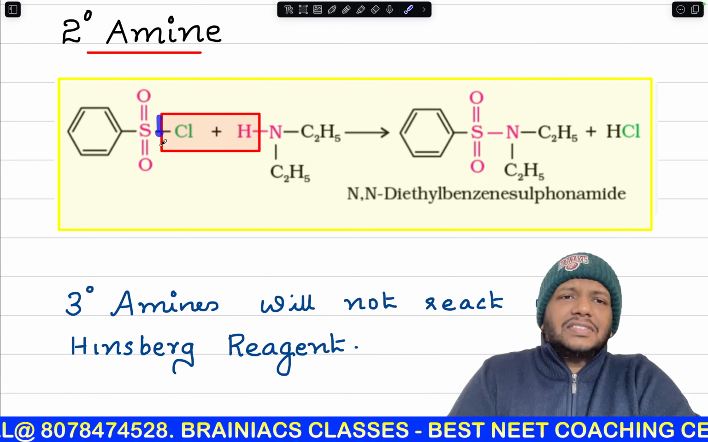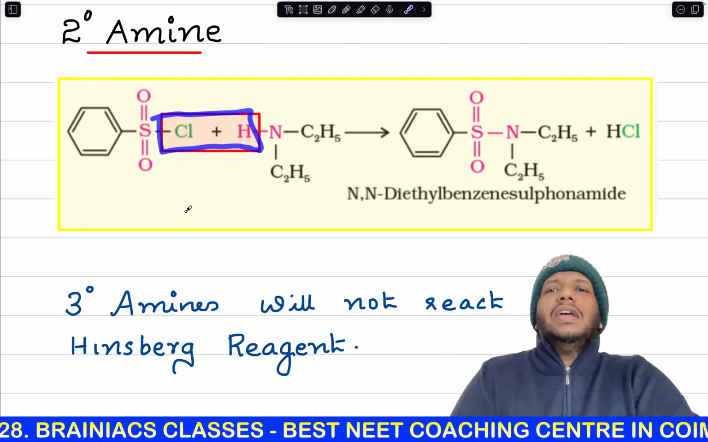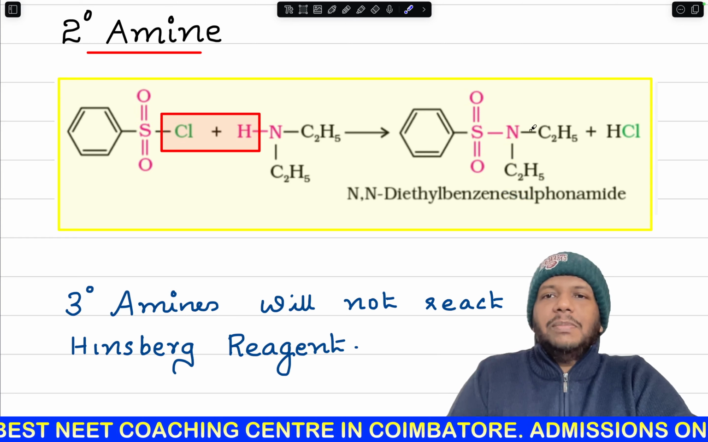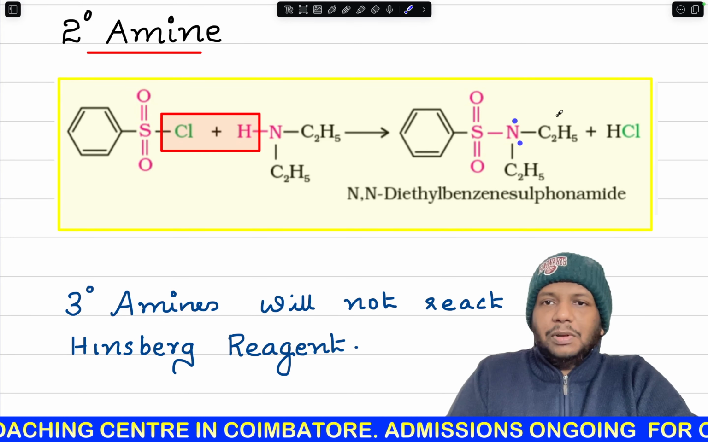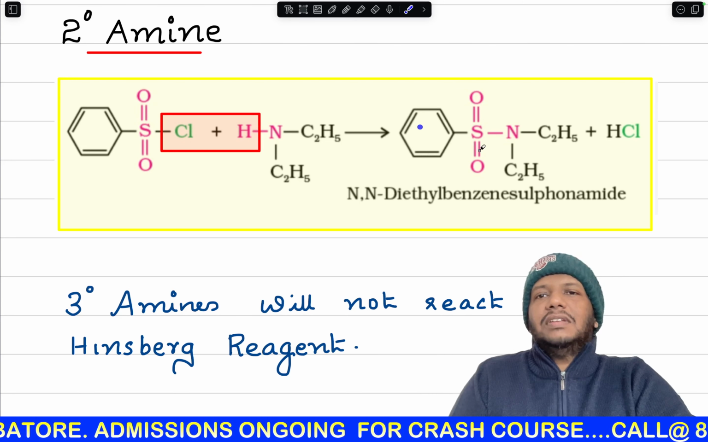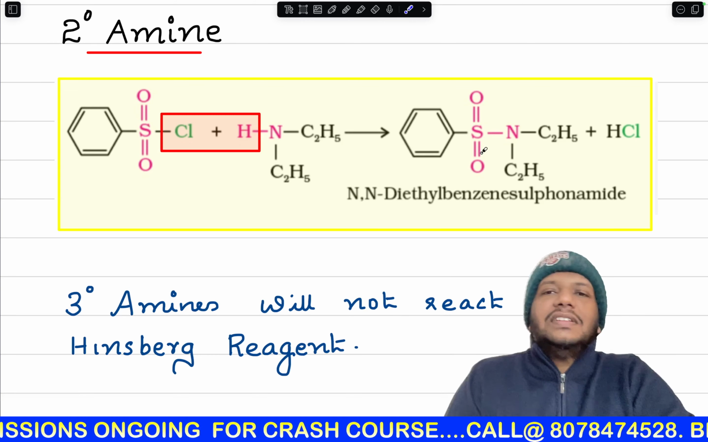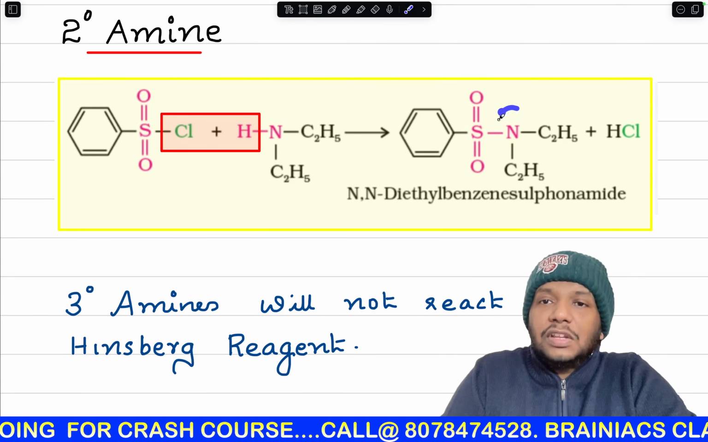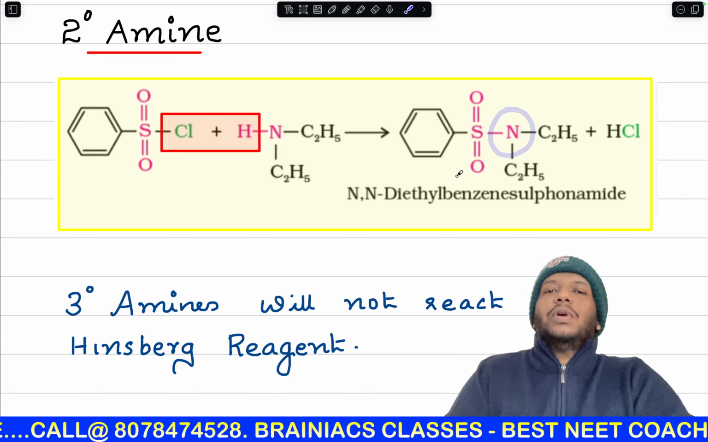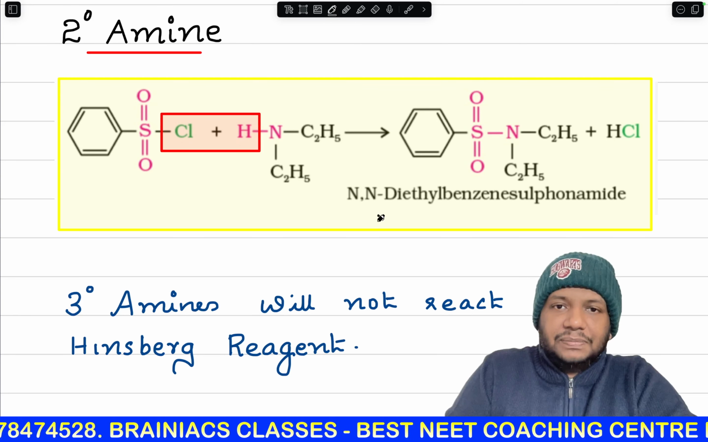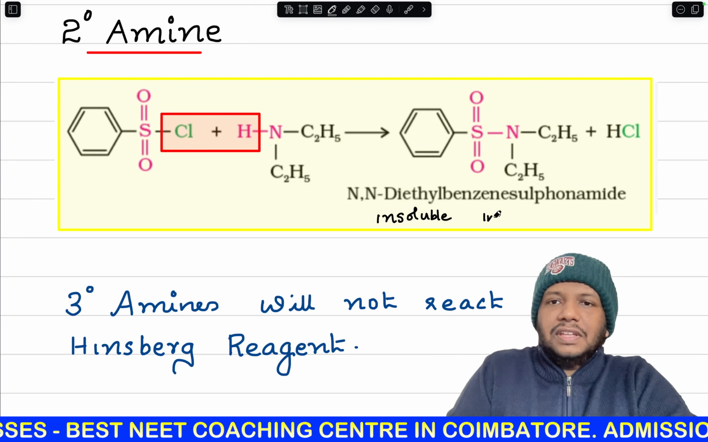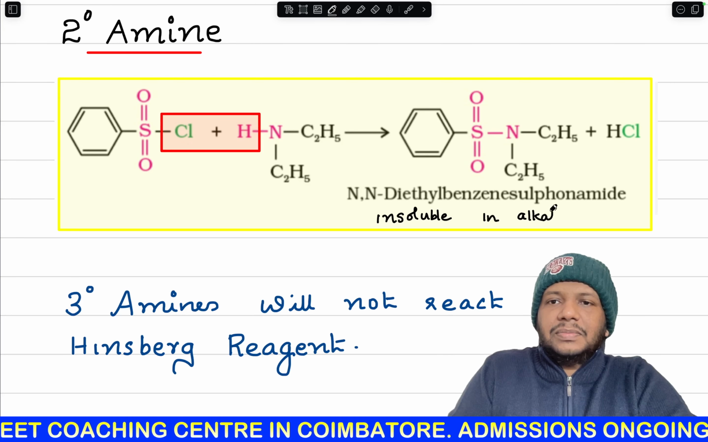Now, what happens if it is a secondary amine? A similar reaction happens, HCl is removed, as I explained. Here one difference is there: two C2H5 groups are now present. How will you name it? I can say N comma N, because two substituents are present, so N,N-diethyl benzene sulfonamide. Now please understand, will this be soluble in alkali? No. Why? Because there is no acidic hydrogen associated with the nitrogen. So this is insoluble in alkali.